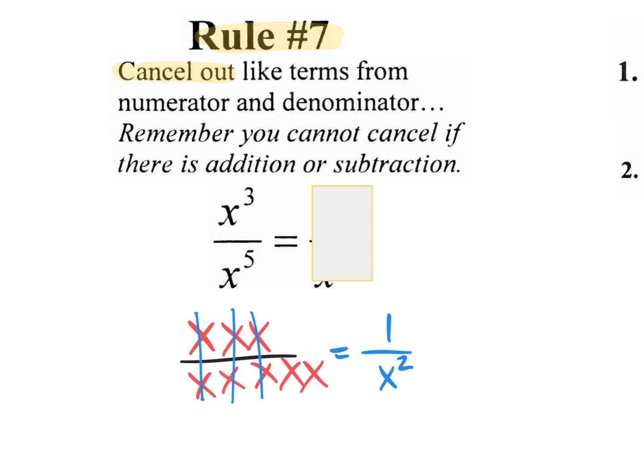Am I gonna do this? Heck no, because it's a waste of time. All right. So it's just simple. I have how many x's up on top? 3. How many do I have on the bottom? 5. All 3 will cancel with 3 of these.